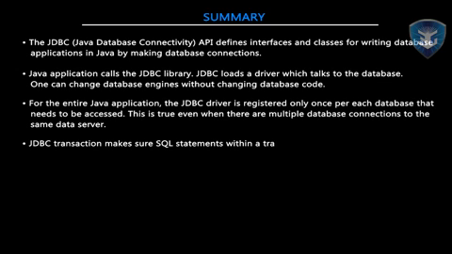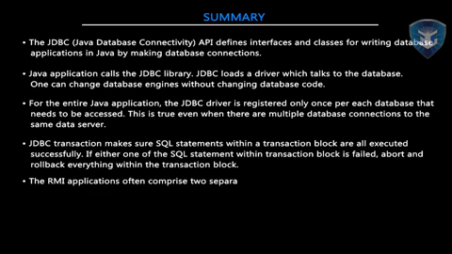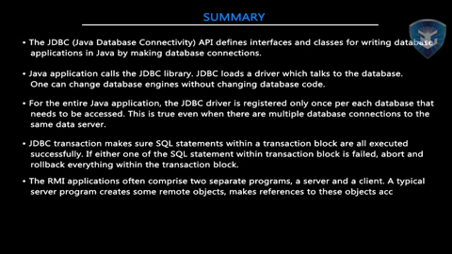A JDBC transaction makes sure SQL statements within a transaction block are executed successfully. If any one of the SQL statements within the transaction block fails, abort and roll back everything within the transaction block. RMI applications often comprise two separate programs, a server and a client. A typical server program creates some remote objects, makes references to these objects accessible, and waits for clients to invoke methods on these objects.